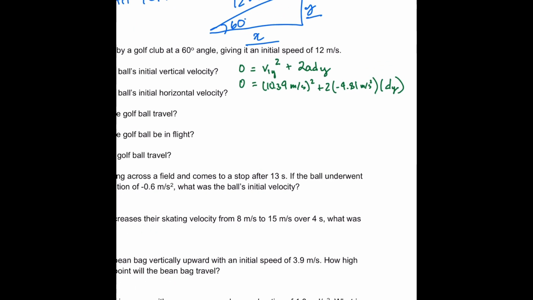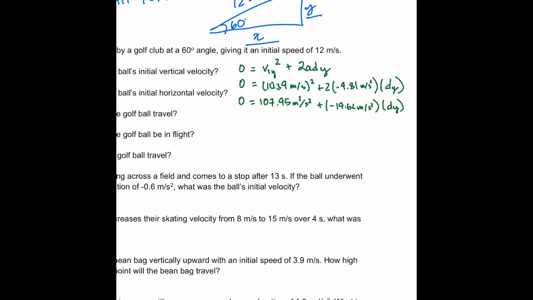So what we would do here is use order of operations, which is PEMDAS. Let's take care of our parentheses first. So 10.39 squared, we plug this into our calculator. That would give us a value of 107.95 meters squared over second squared. Plus, when we multiply 2 times negative 9.81, we get negative 19.62. And since we're looking for the distance, we keep that blank here.